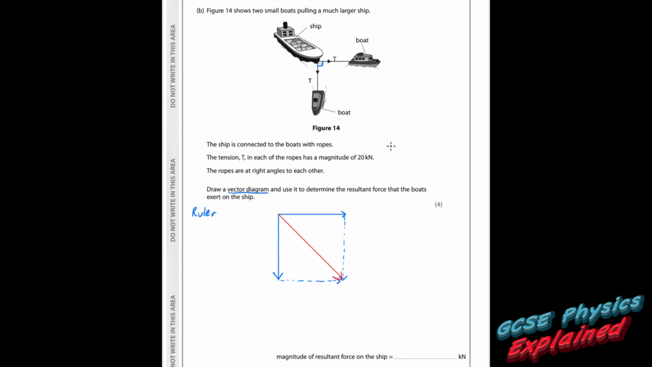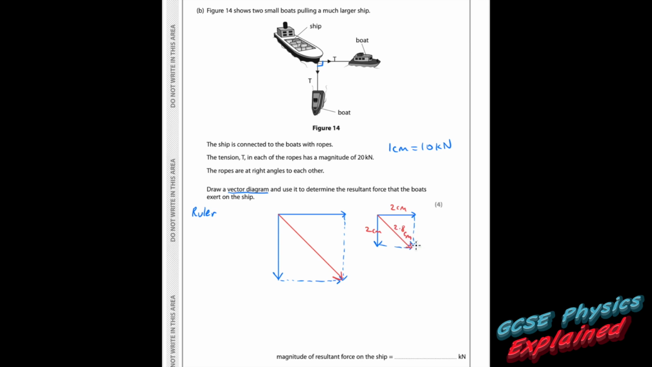So what if you did 1 centimetre equals 10 kilonewtons? You draw your little line across there, 2 centimetres long. Draw your little line down there, 2 centimetres long. And then when you actually measured this here, however long it is, that would give you the correct reading. Now, if that's 2 centimetres and that's 2 centimetres, this here would actually be 2.8 centimetres.